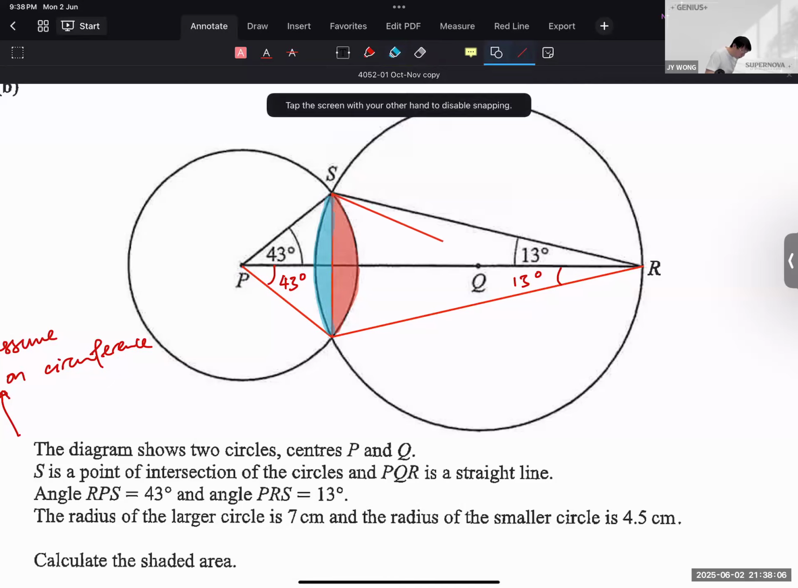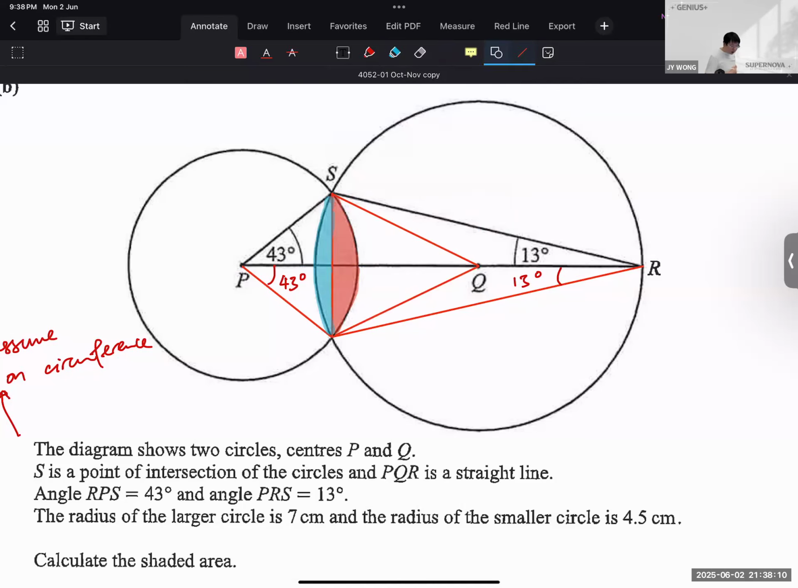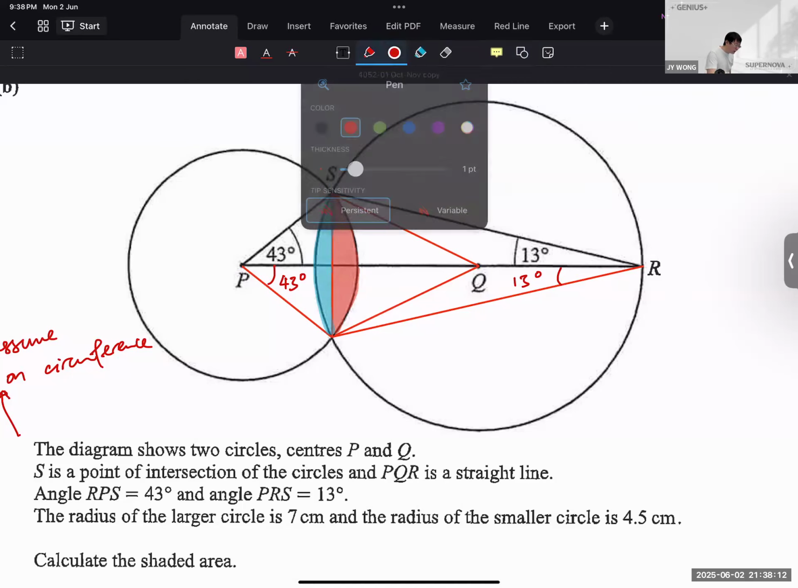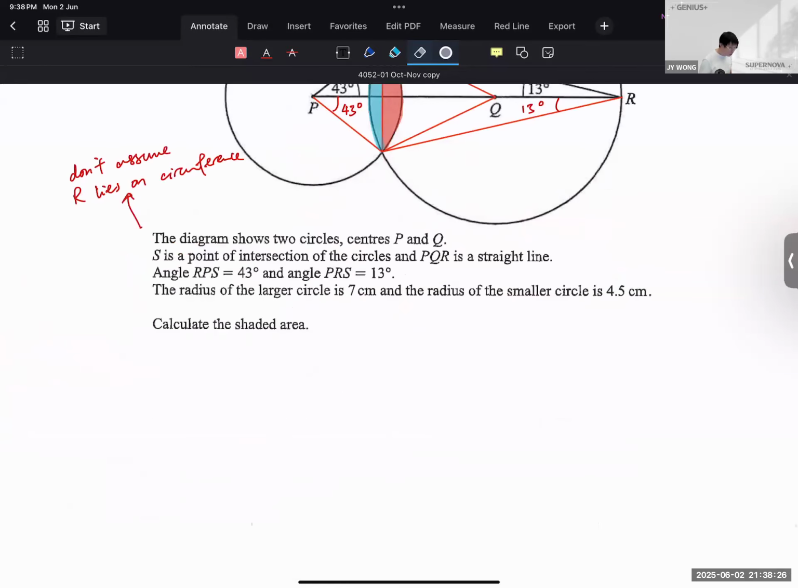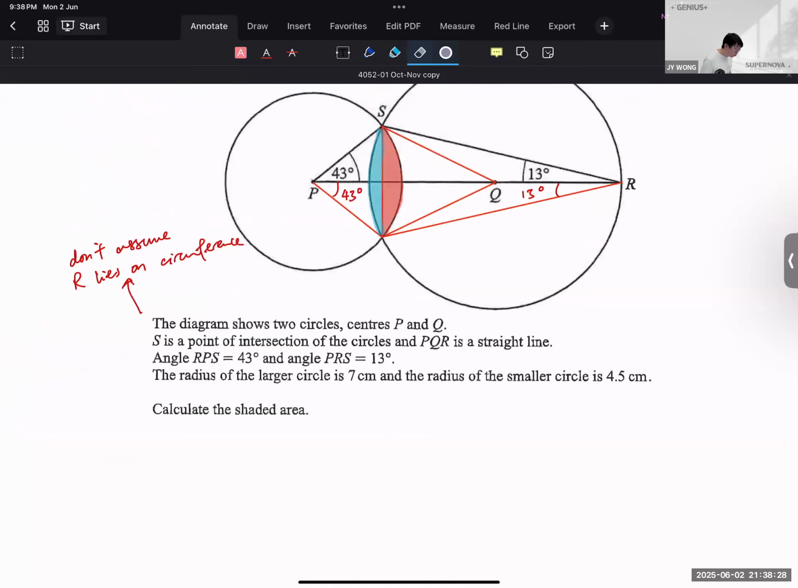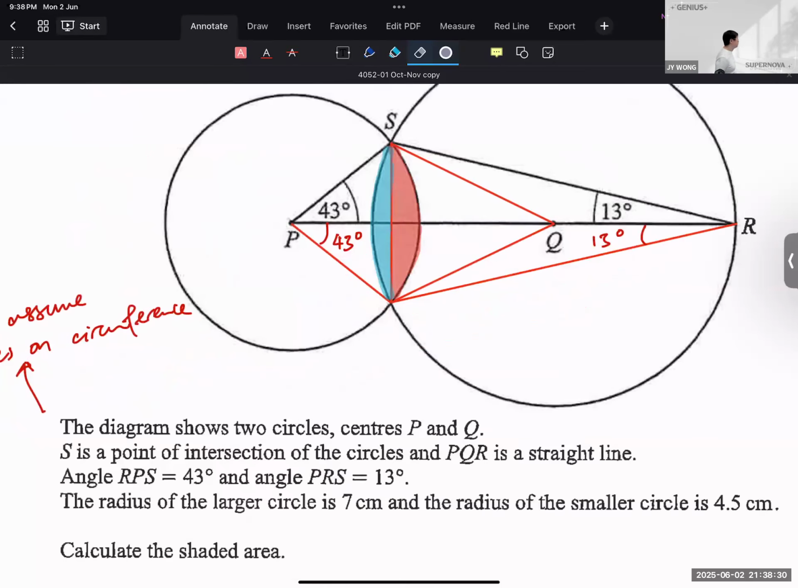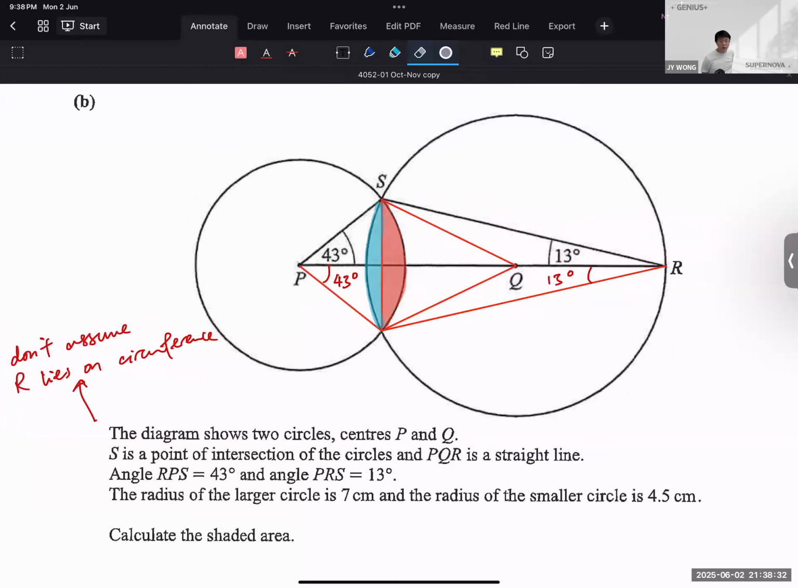If I extend the line here, if that is an angle at circumference, then naturally you will tell me that this angle here, angle at center, equals to twice angle at circumference equals to 26, right? But if it's not, then we cannot do it that way. That's the difference. And given that the question is 5 marks, perhaps they never intended for you to assume that there is angle at center, there is angle at circumference in the first place.